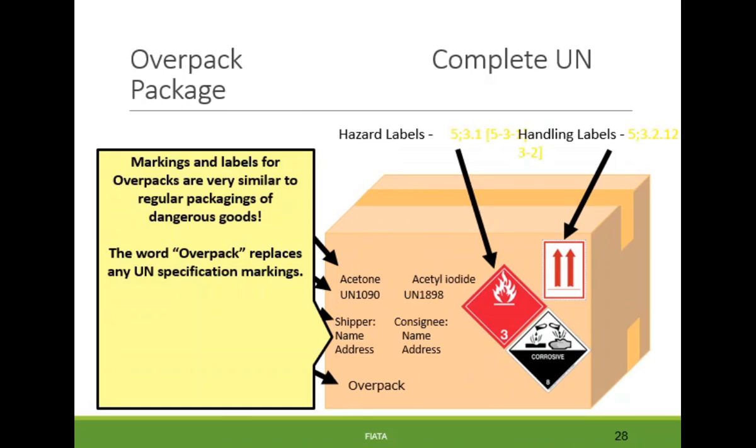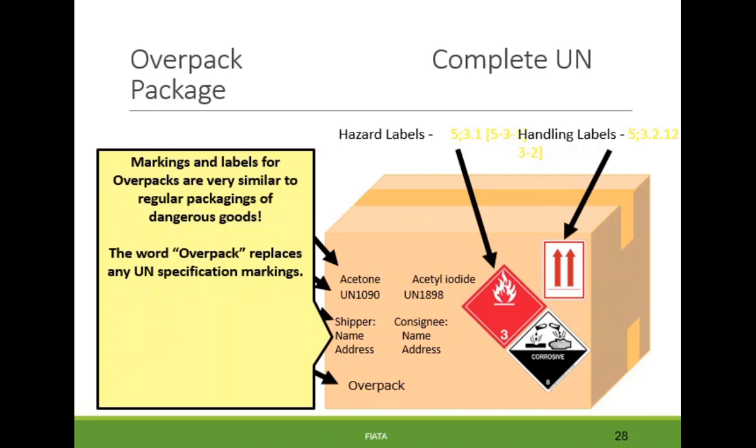In this packaging, what I'm referring to as hazard label, here it is class 3 flammable, and you see class 3 on it, and you also see corrosive class 8 at the bottom. It means the package contains 2 classes of dangerous goods, class 3 and class 8. And the handling labels are there for you to know how it should be kept.